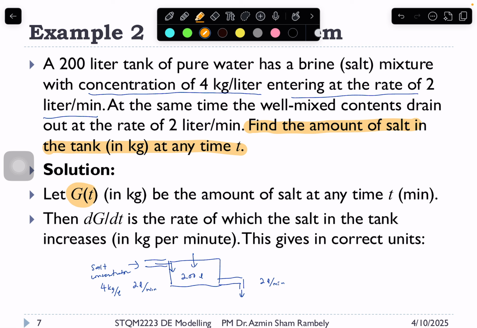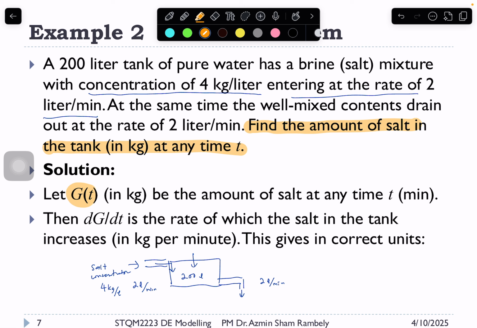Okay, and the salt solution depends on the time, when we drain in, when the rate flows in, and when we drain it out. So the variable is T. Therefore we're going to name our function. You can name any function as you want. In my case, I'm going to name it G of T. So G is the amount of salt at any time T.